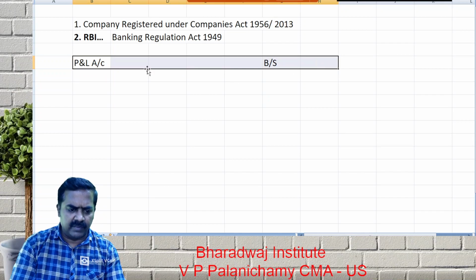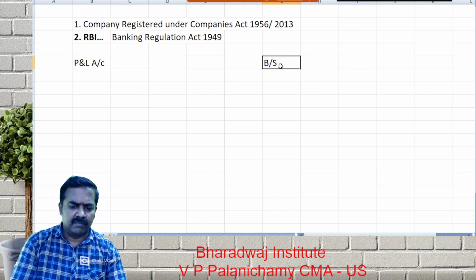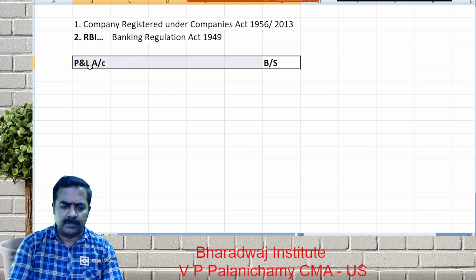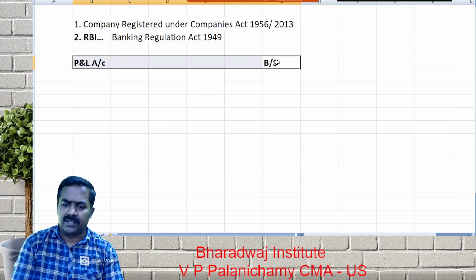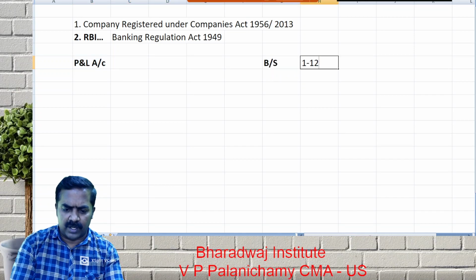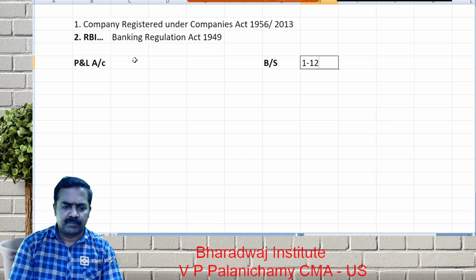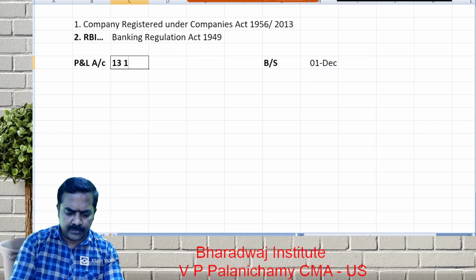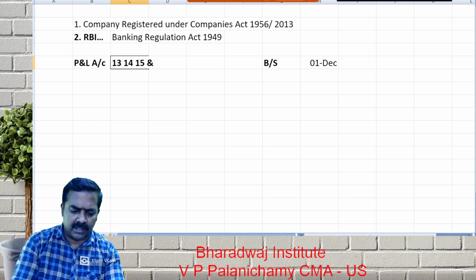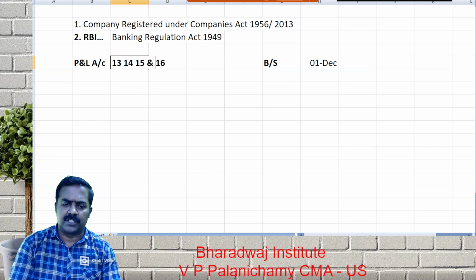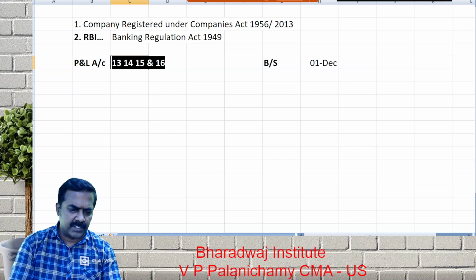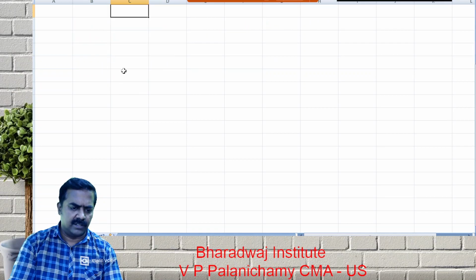So before we discuss the format of the P&L account, wait. All these are expressed in the form of schedules. All these are expressed in the form of which one? Schedules. Schedule numbers 1 to 12 talk about the balance sheet. Then 13, 14, 15 and which one? 16 is with respect to preparation of which account? P&L account. So first let us take schedule numbers 13, 14, 15 and 16. So please start.